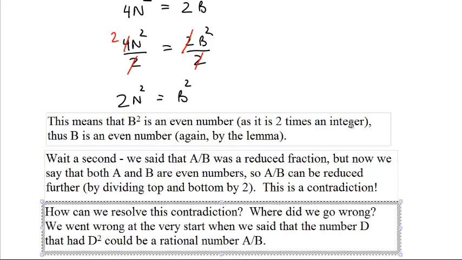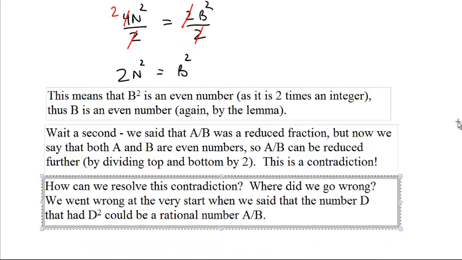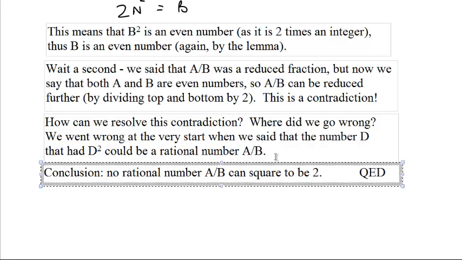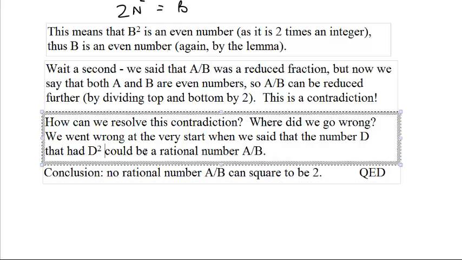Something has gone wrong. How do we resolve this contradiction? We went wrong at the very start when we said that this number d, with d squared equal to 2, could be a rational number, a over b. Conclusion: no rational number a over b can square to be 2. Quod erat demonstrandum.